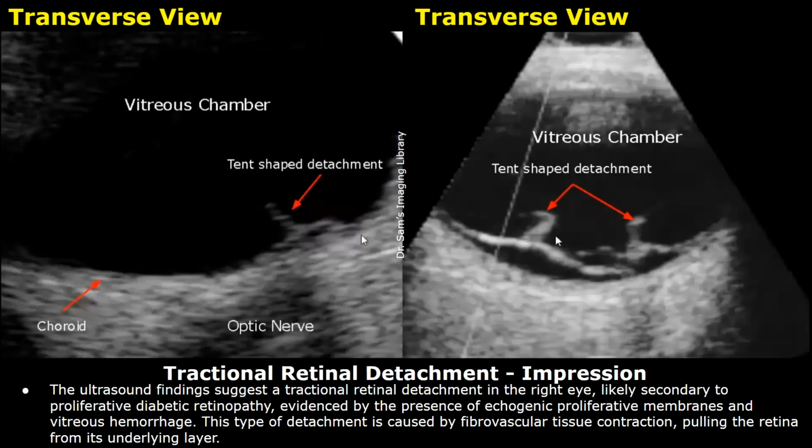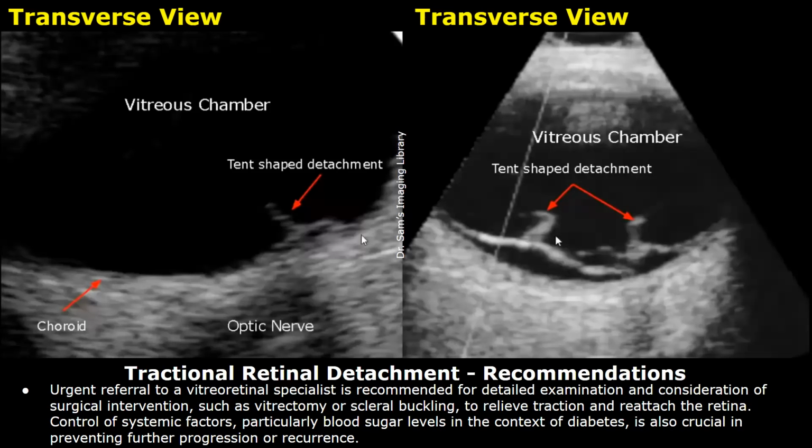This is the impression. The ultrasound findings suggest a tractional retinal detachment in the right eye, likely secondary to proliferative diabetic retinopathy, evidenced by the presence of echogenic proliferative membranes and vitreous hemorrhage. This type of detachment is caused by fibrovascular tissue contraction, pulling the retina from its underlying layer. Recommendations include urgent referral to a vitreoretinal specialist for detailed examination and consideration of surgical intervention.